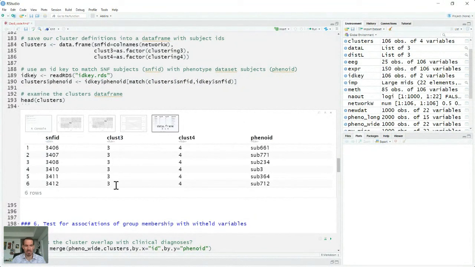So these are the cluster definitions that came from our clustering algorithm. I've just put them into a data frame here. And I've merged in the SNF ID for our omic data and the phenotype ID that came from our demographic and our other imaging data and the cognitive data. Now we have a way of linking these.